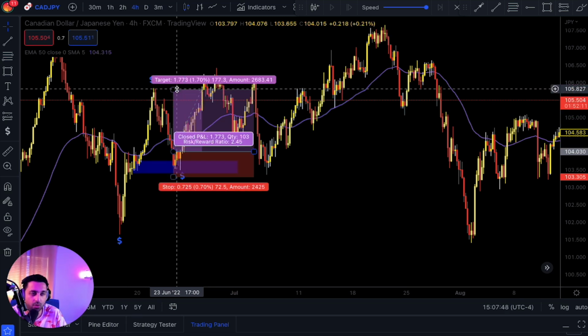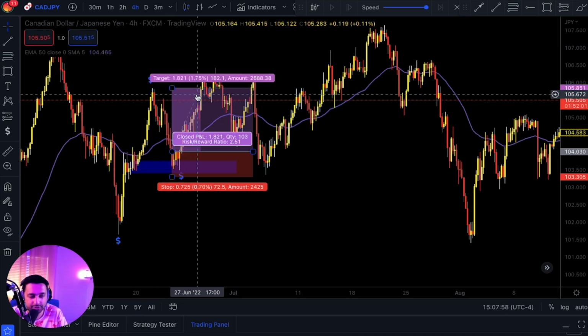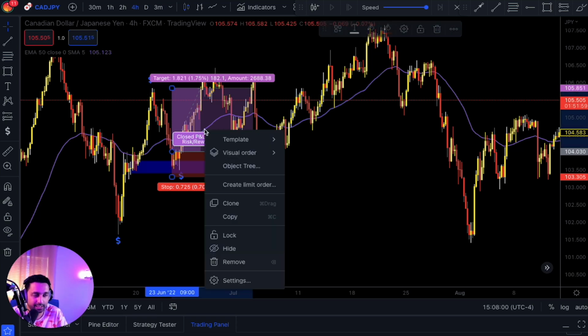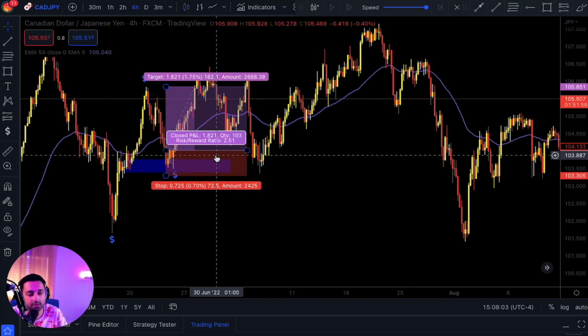You would never go beyond it, so we're only going to target this area. Even if it's a 2.5% trade, that's fine. That's how you can use it to your advantage in taking profit.